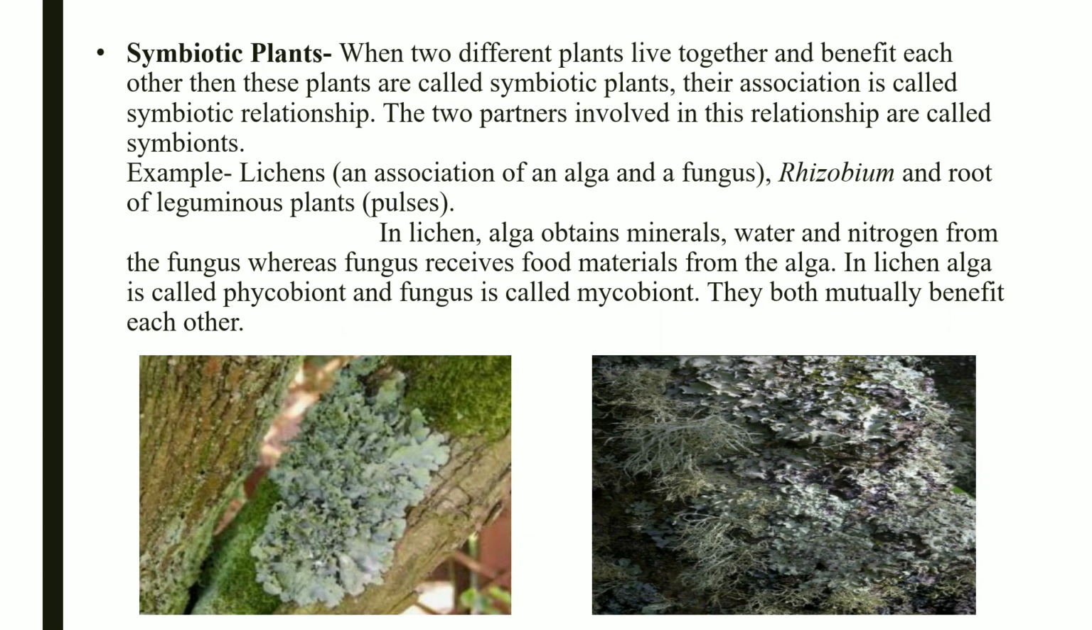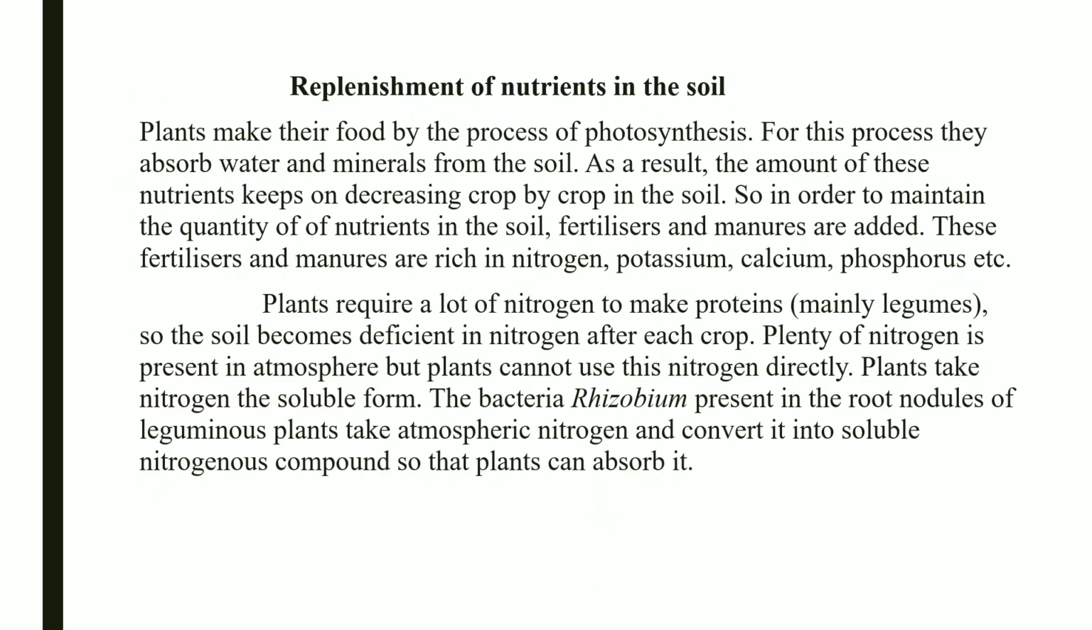One more thing I want to tell you about lichens: they are a very good indicator of SO2 pollution, sulfur dioxide pollution, and we get litmus dye from lichens. Now, the types of heterotrophic plants are finished. The next topic is how nutrients are replenished in the soil.